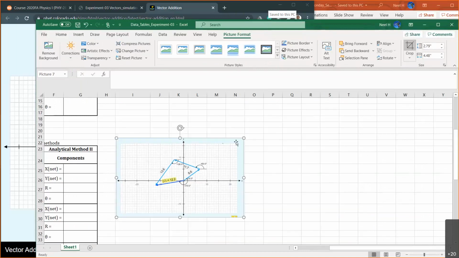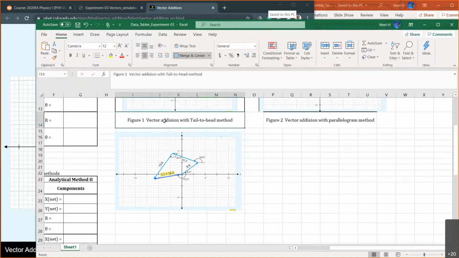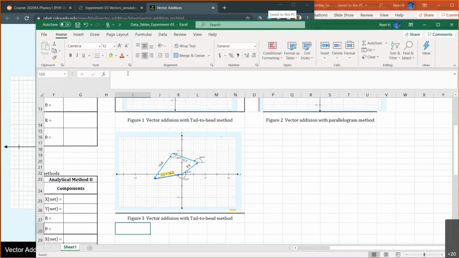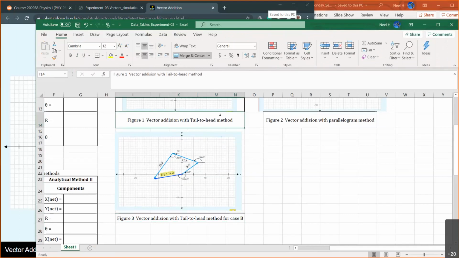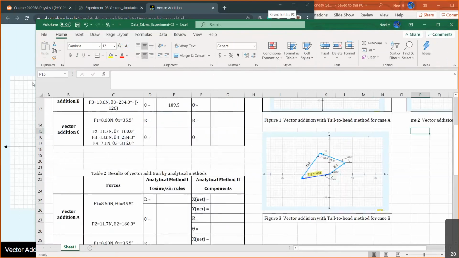Okay, so that's our figure number 3, and then you need to name it accordingly. That's my figure 1, and accordingly make sure this is figure number 3, and this is the tail to head method for case B. Okay, you have to really name it properly. This is for case B, the first two for case A, and then you can add that accordingly. C, and then this one also for case A. Okay, question.